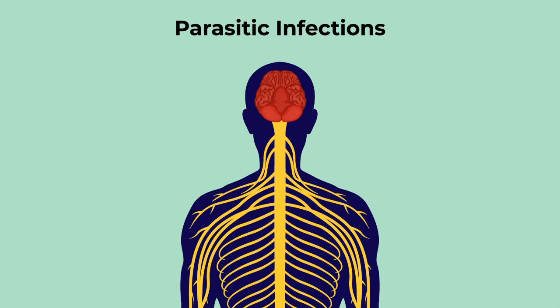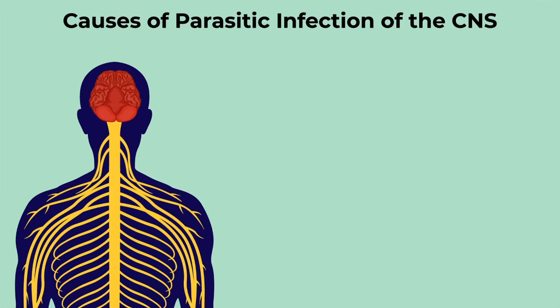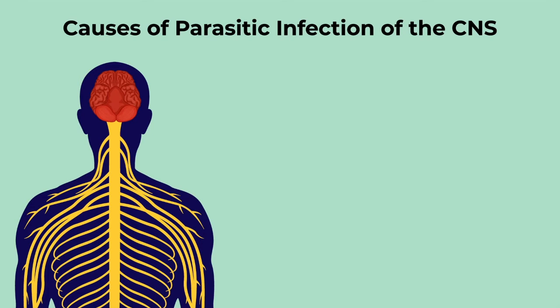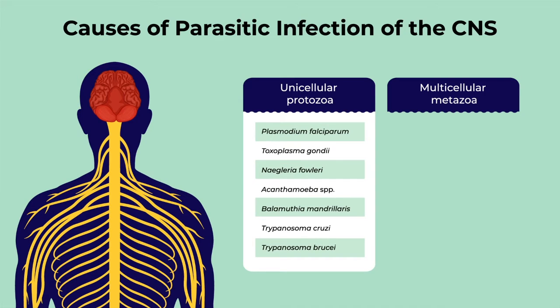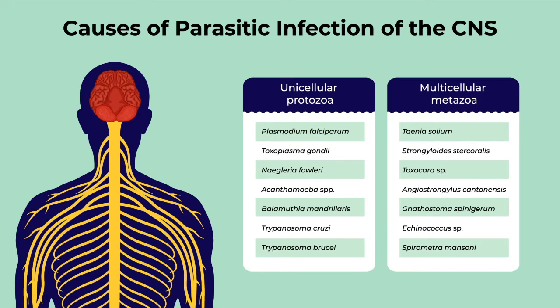Parasitic infections of the central nervous system include two broad categories of infectious organisms: unicellular protozoa and multicellular metazoa. The causes include various species of protozoa and helminth, some of which are distributed only in certain endemic areas. Transmission of parasites may occur through a number of mechanisms.